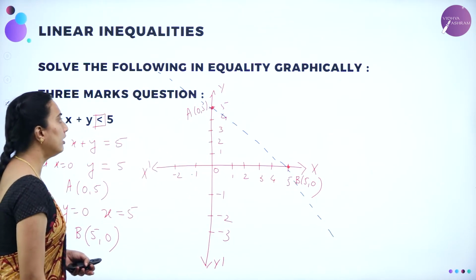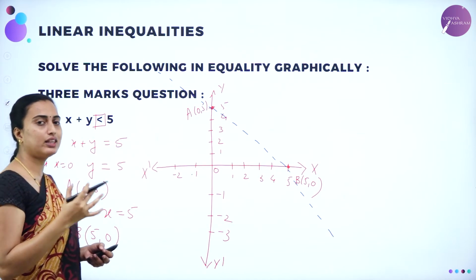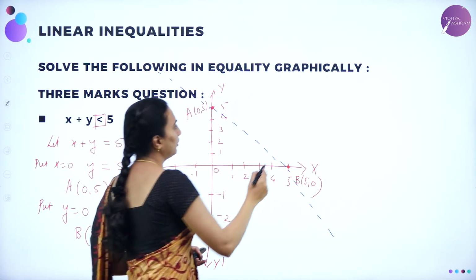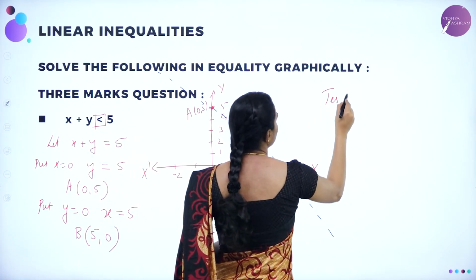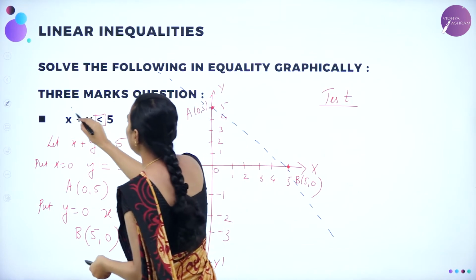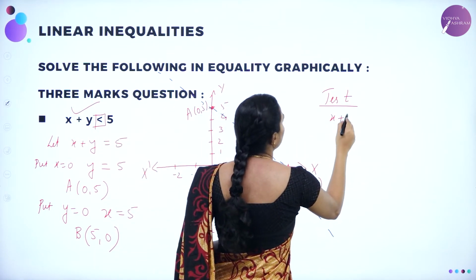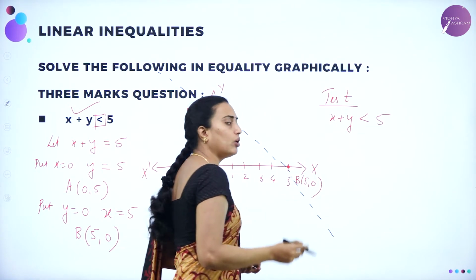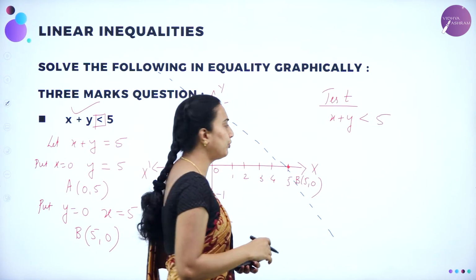Got it? And here we can now consider where the region will be lying. Now I am going to test for the origin. Testing will go like this. Take the inequality they have given, that is x plus y is lesser than 5. Now put x equal to 0 and y equal to 0. Here we need to test for the origin.